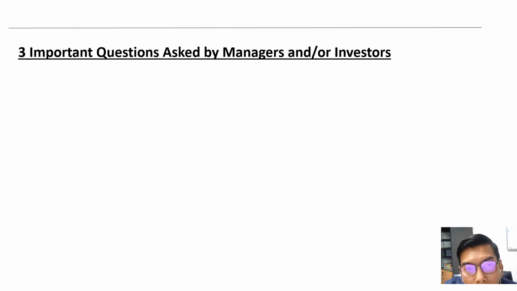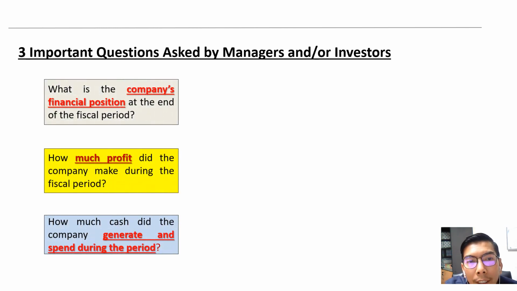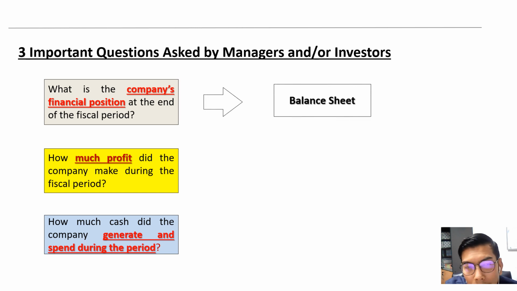In these scenarios, as bank managers or investors, they will usually ask three important, common questions. The first question is, what is your company's financial position at the end of the fiscal period? At the end of the year, we are going to close our account, normally every year. So how are we going to show our financial position? Kedudukan kewangan syarikat. We show it by preparing our balance sheet.